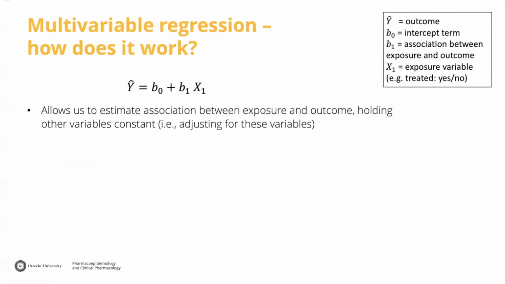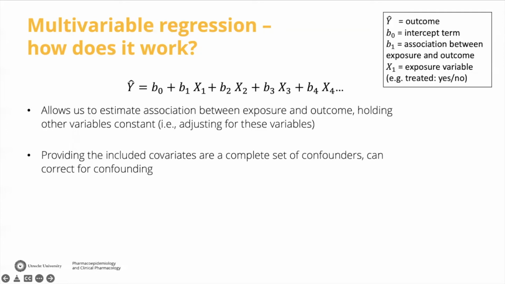So how does multivariable regression work? Typically, regression allows us to estimate the association between exposure and outcome while holding other variables constant, or adjusting for other variables. When we talk about exposure and outcome, we're talking about something like our medication of interest and our outcome of interest. So going back to our example study, this would be TZD use and liver disease.